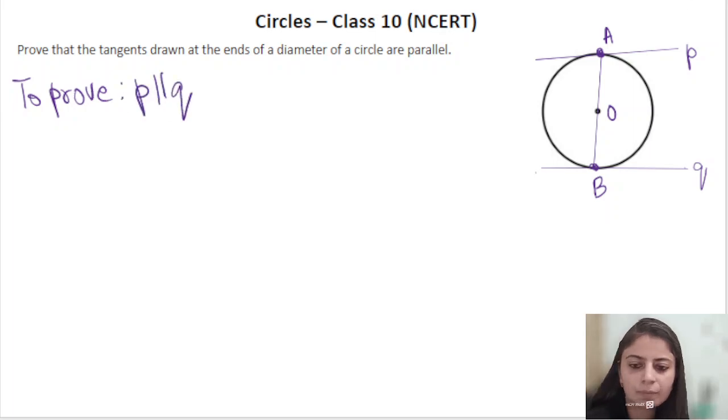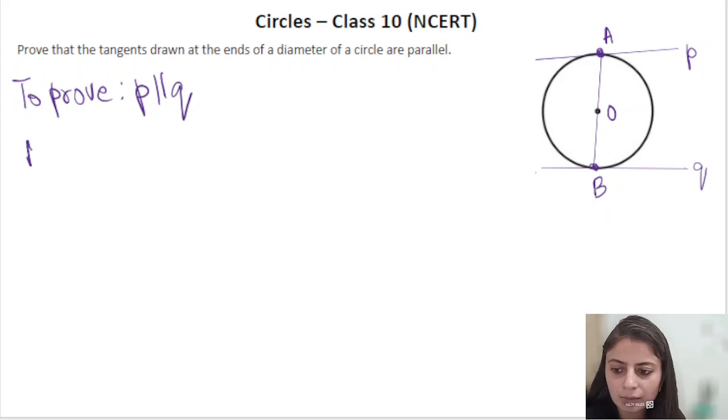Right? Now we know the theorem that the tangent at any point of a circle is perpendicular to the radius through the point of contact, right? So this means P is perpendicular to OA and Q is perpendicular to OB.